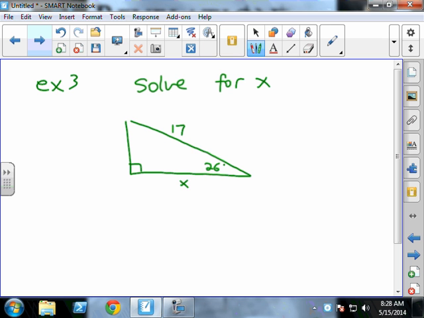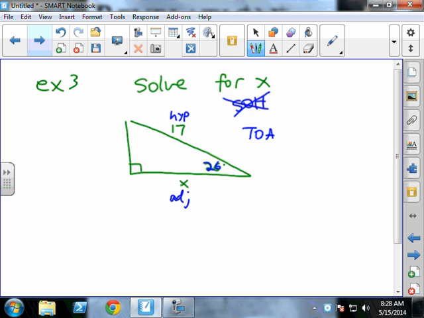I don't know how to write an equation. Well, whose fault is that? I wonder if we have any tools, any acronyms, any stories about cowboys. Saddle our horses. With respect to the 26, this x is my ADJ. The sine isn't going to work because the sine has an opposite and a hypotenuse in it. It doesn't have an adjacent in it, so the sine's out. The 17 is my HYP.